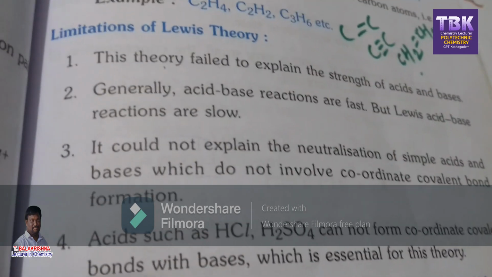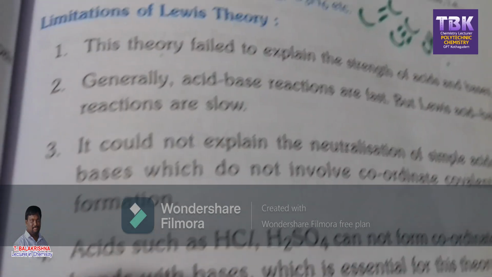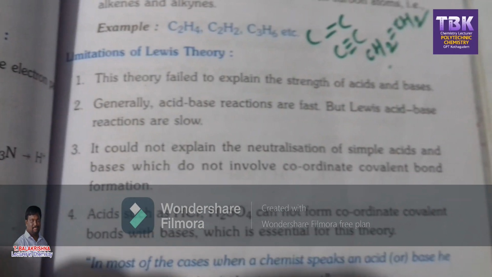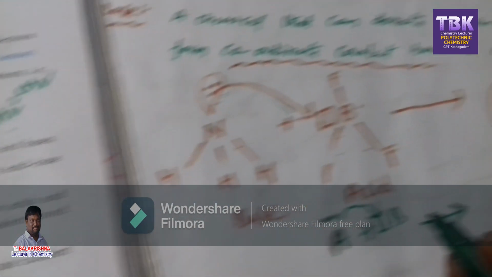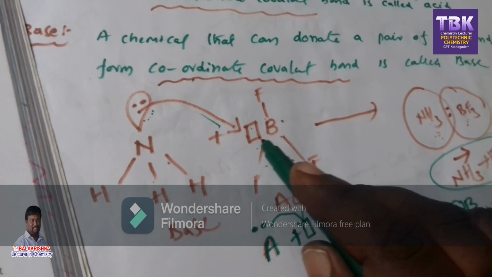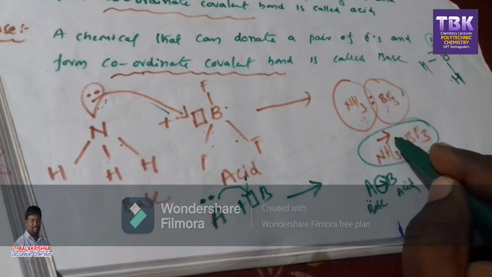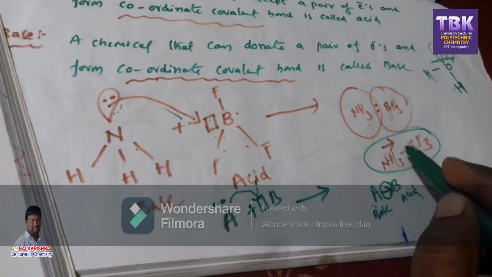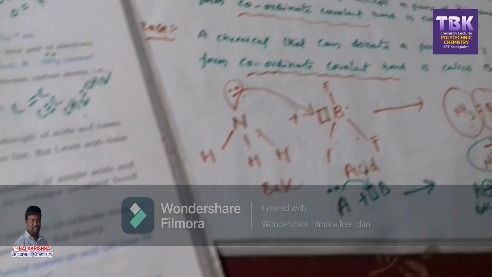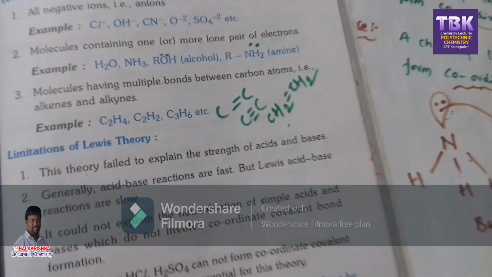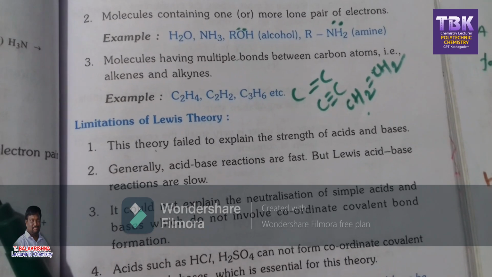Next topic is limitations of Lewis theory. This theory failed to explain the strength of acids and bases. What is the definition of acid according to this theory? The chemical substance which can accept a pair of electrons and form a coordinate covalent bond is called an acid. In this covalent bond, only one pair of electrons is shared between the molecules. There is no chance to share more than one pair of electrons. So there is no chance to explain the strength of acids and bases. So this theory failed to explain the strength of acids and bases.